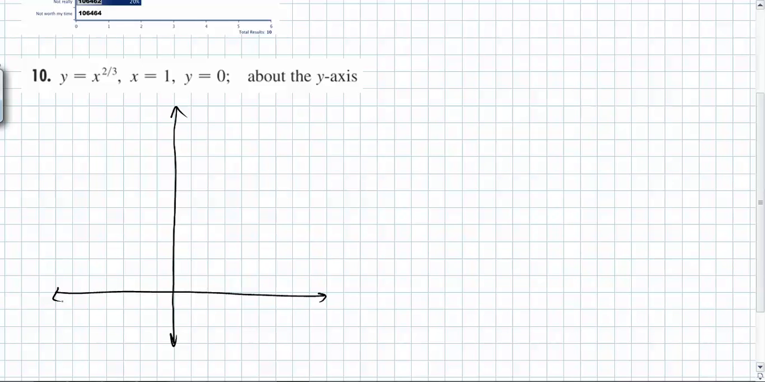X to the 2/3 is always going to be what? Positive or negative? It's always going to be positive. And is it going to be concave up or concave down? So it kind of looks like this. Is that correct? Y equals x to the 2/3.